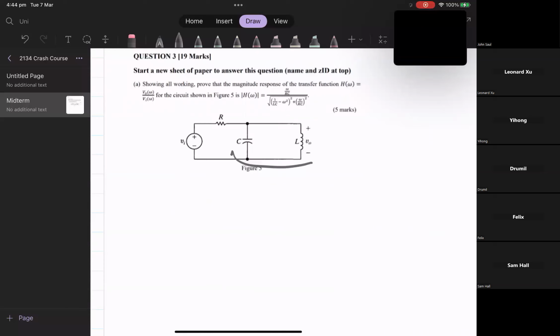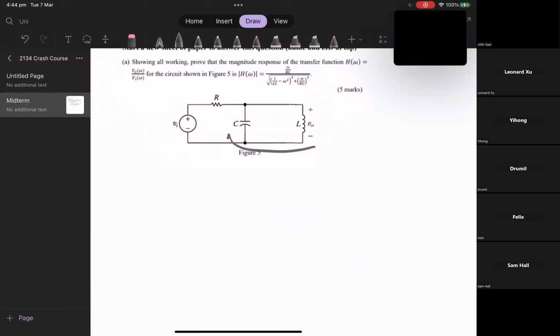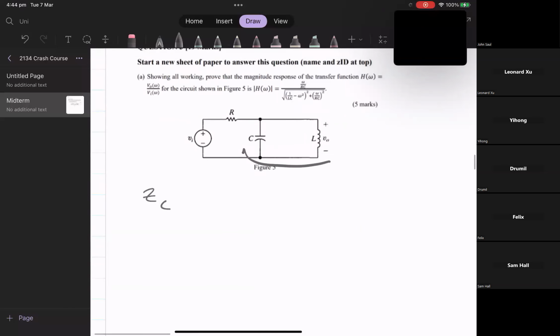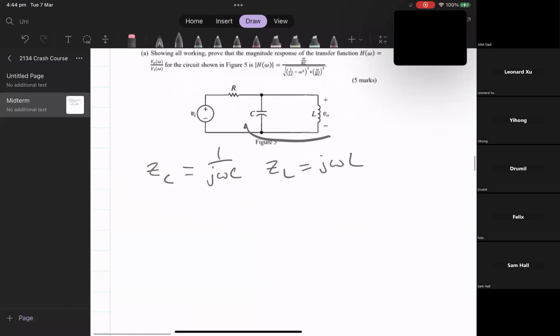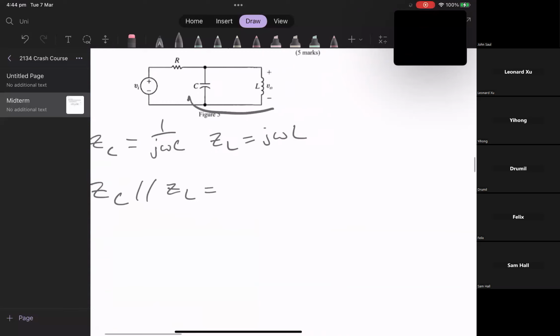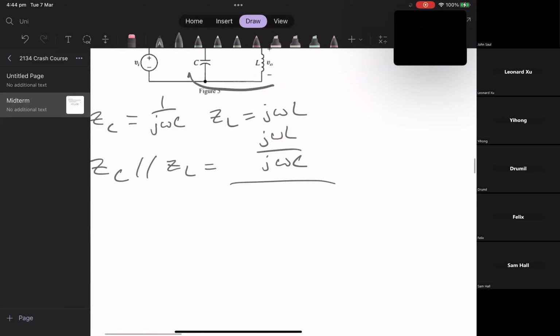So similar to the first question, we are finding the impedances of capacitance and inductor. So we can start with ZC. Then if we parallel, we get ZC times ZL. So that is j omega L on j omega C, and then divided by the addition.